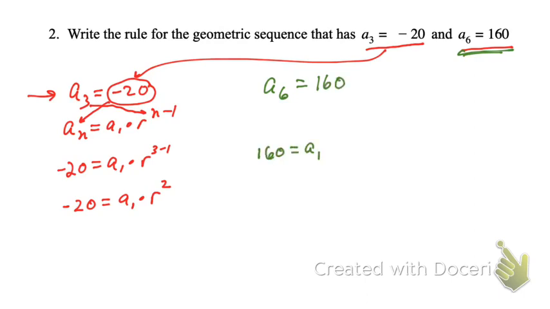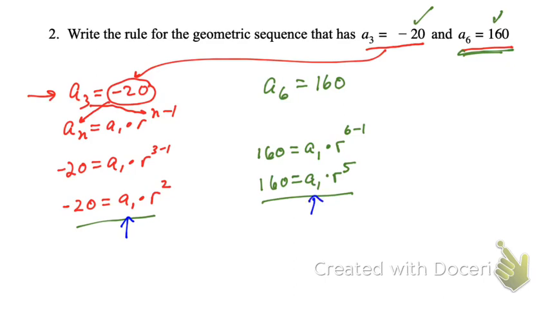Well, I start at the first term and I multiply by r 6 minus 1 times. So I get 160 equals first term times r to the fifth. And we generate two equations. Now what we've got to realize is both of these numbers, our negative 20 and our 160, are in the same list. So what does that mean about these two a sub 1's? They're the same number. What about those r's? They are the same number because negative 20 and 160 are in the same list.